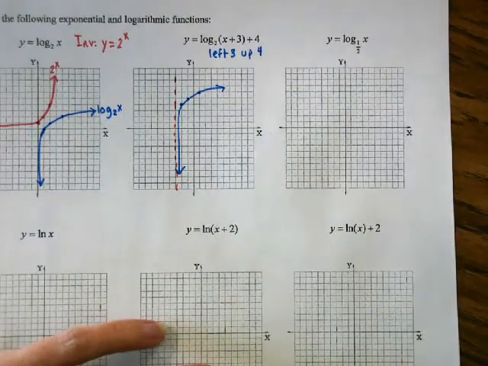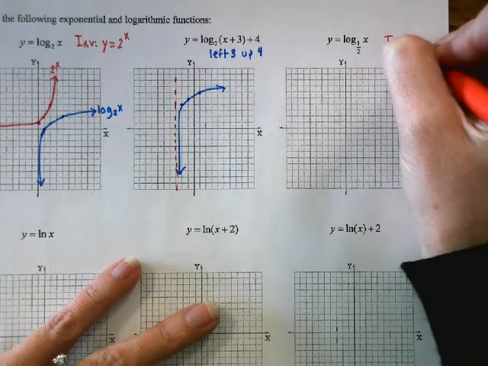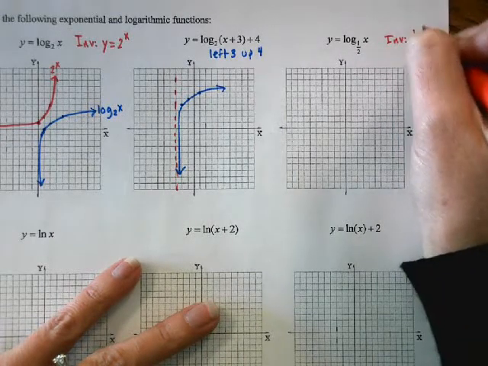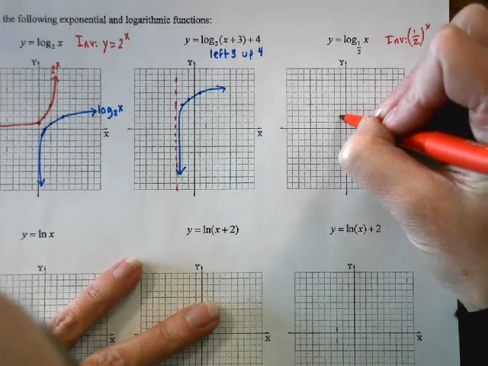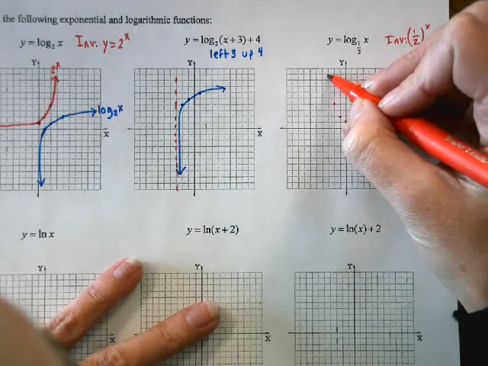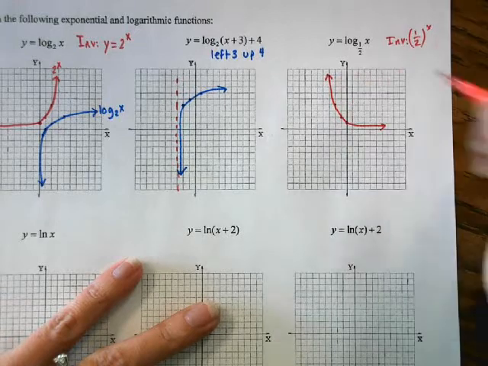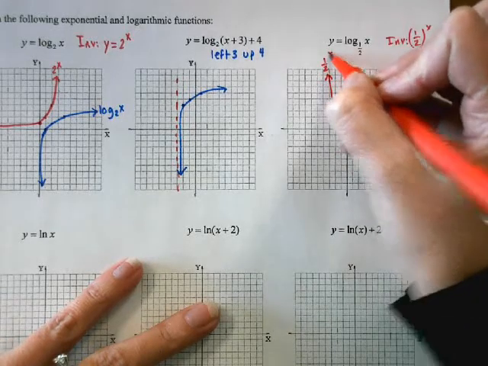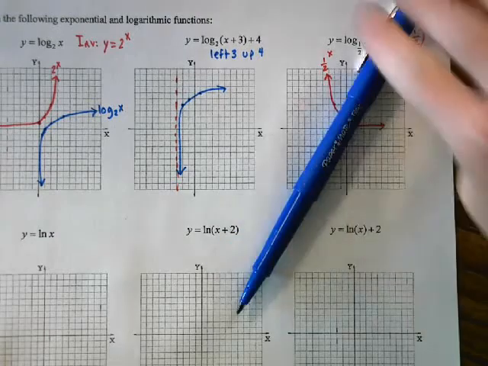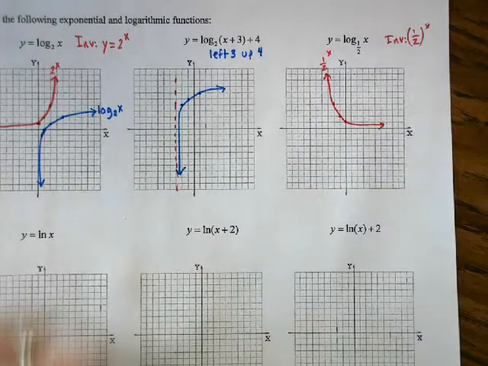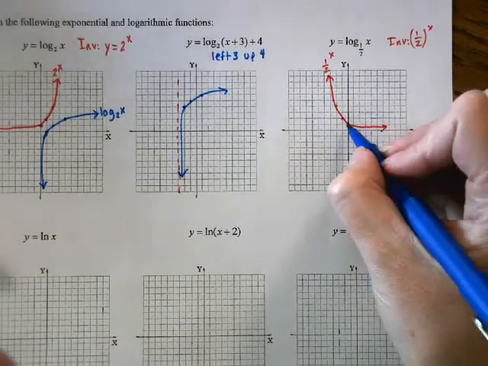Log base 1/2. So what does a 1/2 base look like? This is going to be the inverse of 1/2 to the x. 1/2 to the x is exponential decay, so that graph looked like this. We're going to take those points and reflect them over the line y equals x. So y equals x is going to be here. This thing is going to kind of end up on itself, but I can still go point by point.